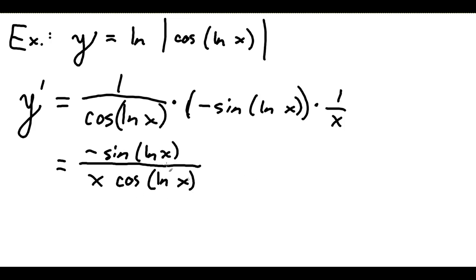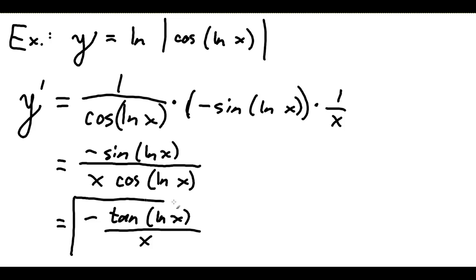Again, we look for anything we can simplify. We have a sine of something divided by the cosine of that same thing, and that will be the tangent. So you see the derivative of this function works out to be the negative of the tangent of the natural log of x, all divided by x. Okay. Hopefully you're getting a handle on how that works.